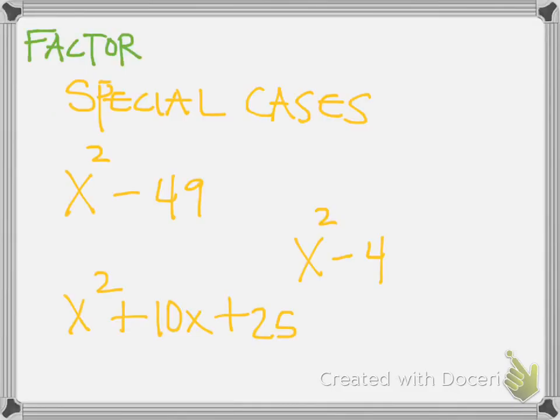All right, this is called factoring special cases. Special cases just kind of follow a pattern. We're going to talk about the difference of squares. Difference meaning subtract, and squares meaning perfect squares. X squared is a perfect square, and negative 49 is a perfect square.